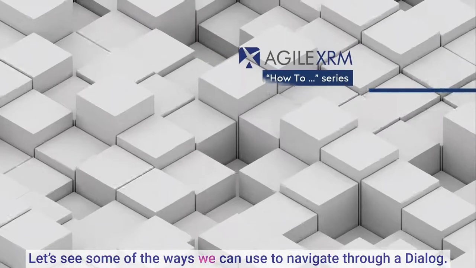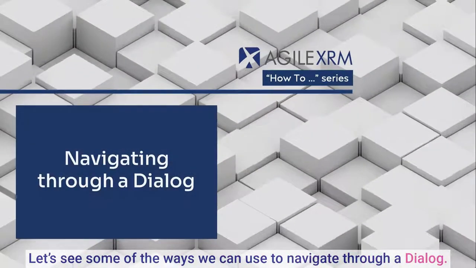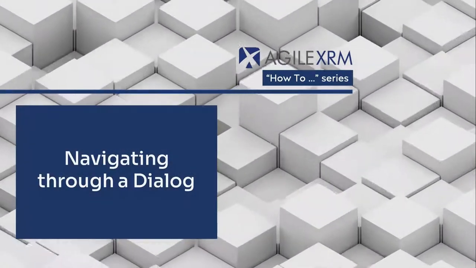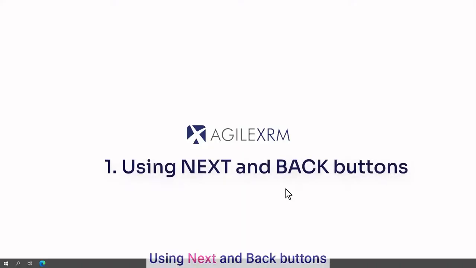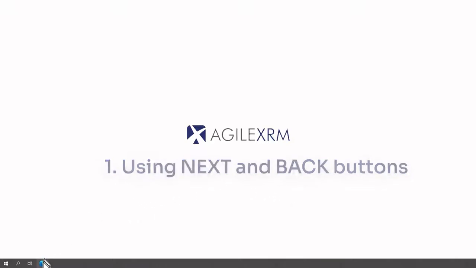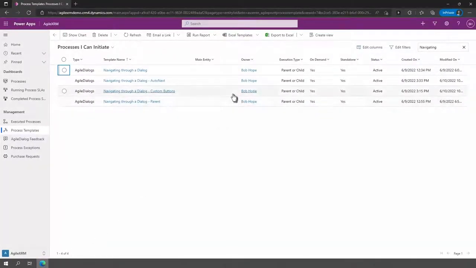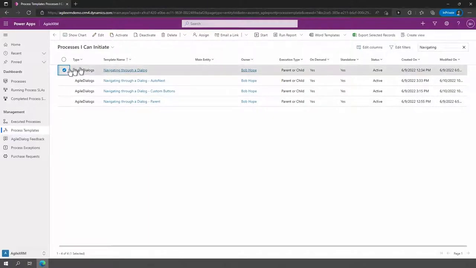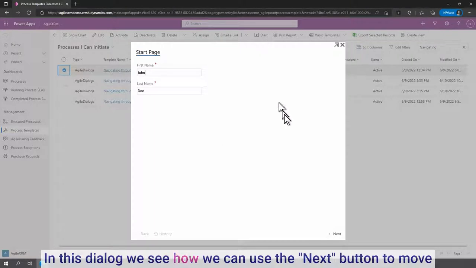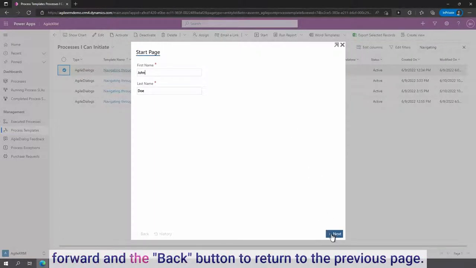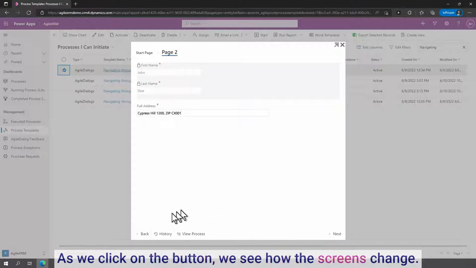Let's see some of the ways we can use to navigate through a dialog. Using next and back buttons. In this dialog, we see how we can use the next button to move forward and the back button to return to the previous page. As we click on the button, we see how the screens change.